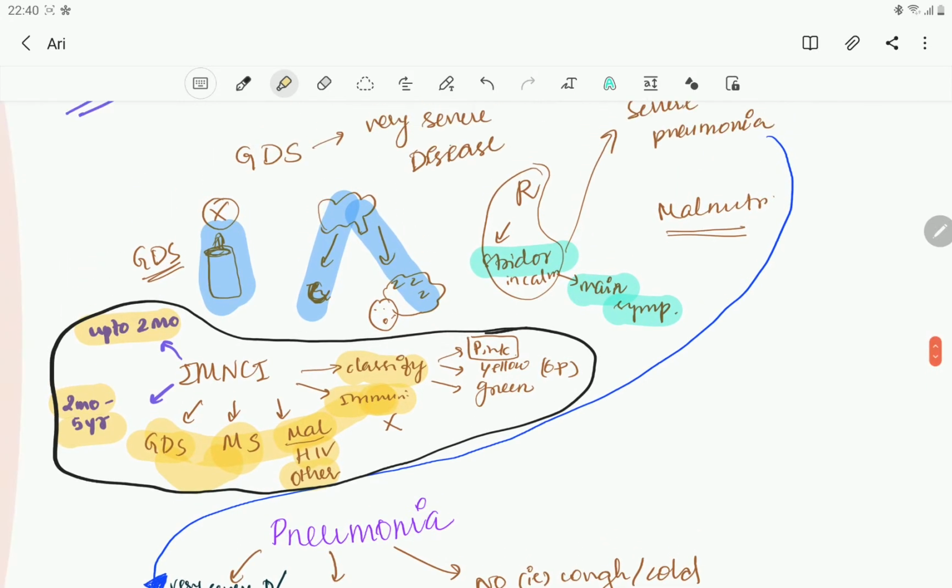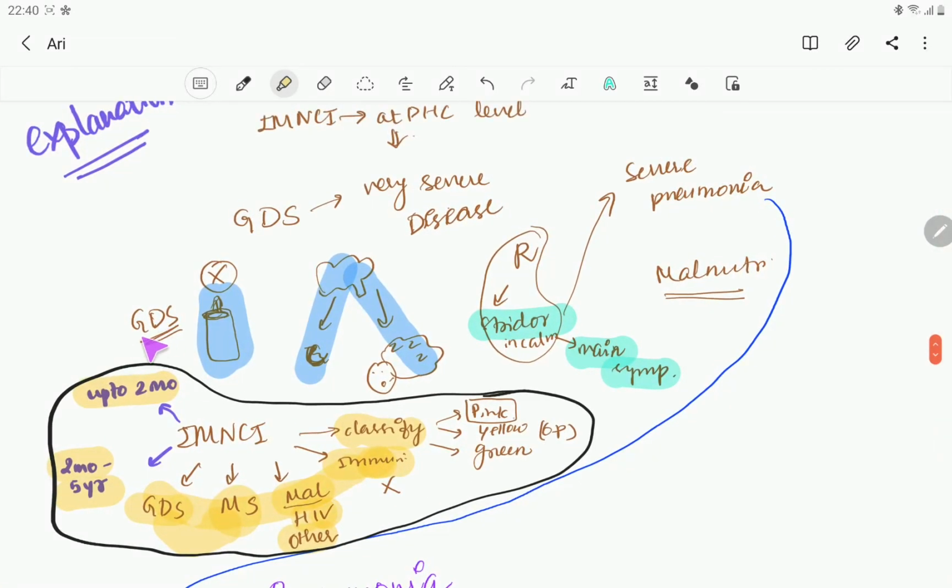Now the other thing you have to know is, what are the general danger signs? General danger signs include the blue things that I've colored over here, and this odd looking thing over here is actually a feeding bottle. I know, you have to believe me. And I have put a cross over here, which means that the child is not feeding. So that is one thing.